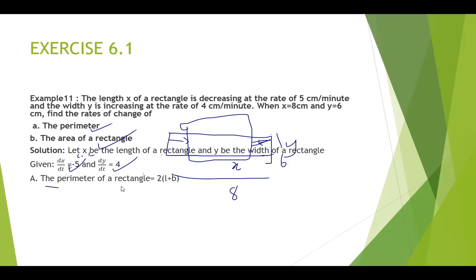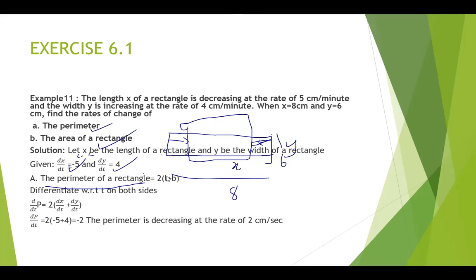First one, the perimeter of a rectangle. How do you find the perimeter? Length plus breadth plus length plus breadth, like that. 2 into L plus B. Length I have denoted as x and breadth I have denoted as y, so I will differentiate the perimeter with respect to time on both sides.